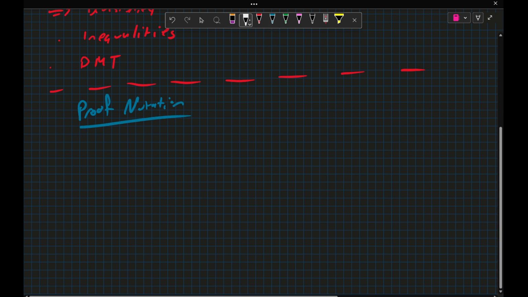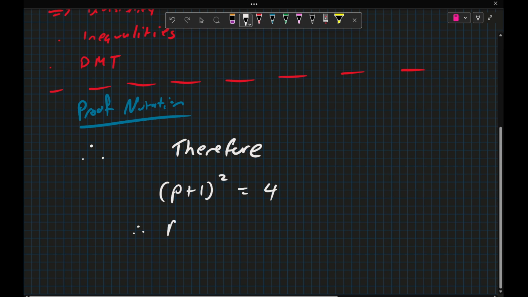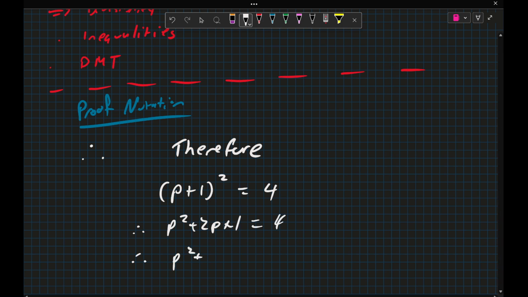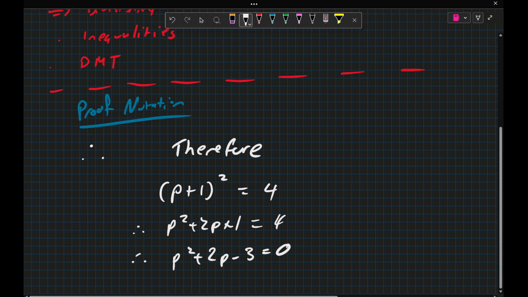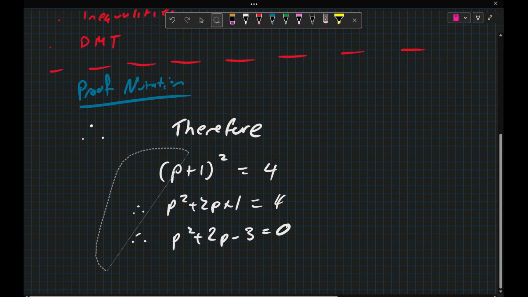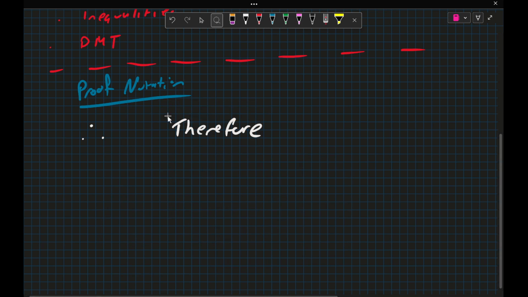The one that probably a lot of people are most familiar with is these three dots. These three dots stand for therefore. Usually when you're doing steps or simplification, say a simple expansion, if you were to solve this, then you do therefore p squared plus 2p plus 1 is 4, therefore p squared plus 2p minus 3 is 0, and then go from there. So a therefore is used in pretty much every stage of proof.